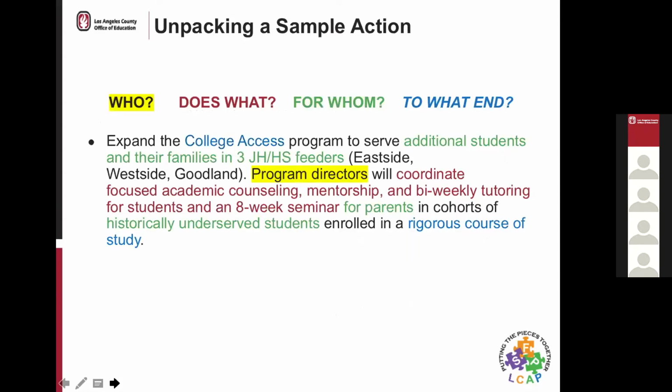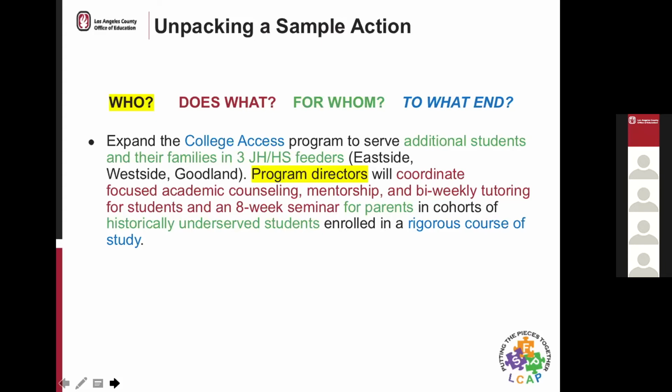So we spent time looking at non-examples, and that was used to help build an understanding of actions that are unclear and missing elements of a full description. And so here we unpack a sample action, one that hopefully you can use as a frame. And as you can see, the elements are color coded. The who does what for whom and to what end are not necessarily in a locked sequence. You can see here that the who is in the middle of the description. What's really important is to have all the elements.